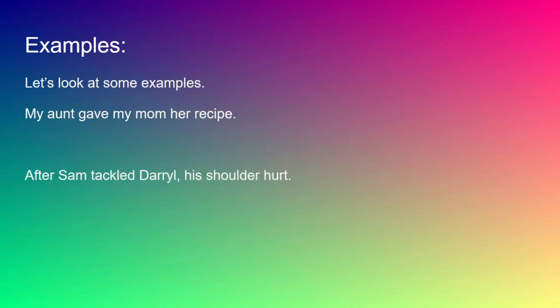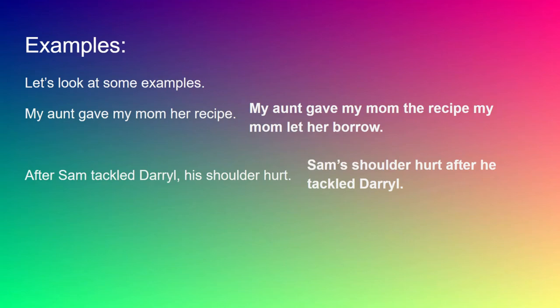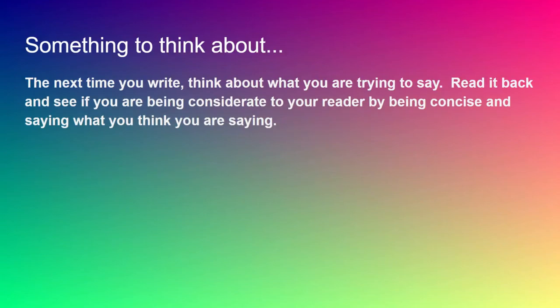So let's see how we can rephrase these vague references. My aunt gave my mom the recipe that my mom let her borrow. And Sam's shoulder hurt after he tackled Daryl. Now we're clear on who the pronouns are. So it's just something to think about.